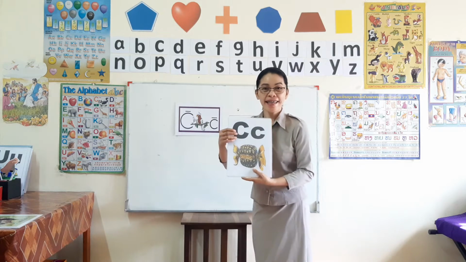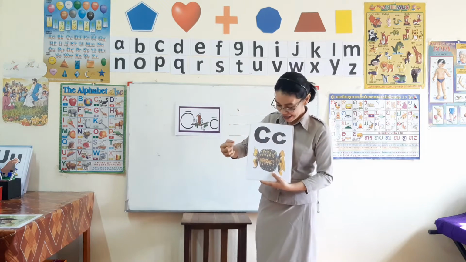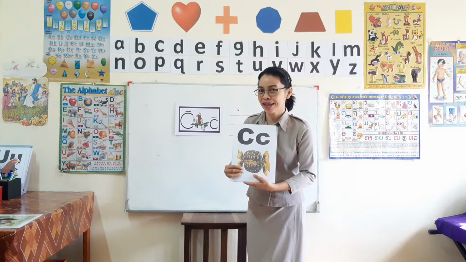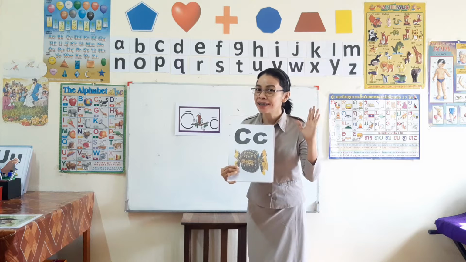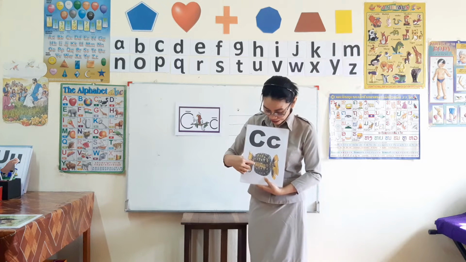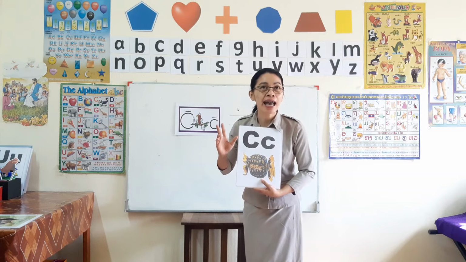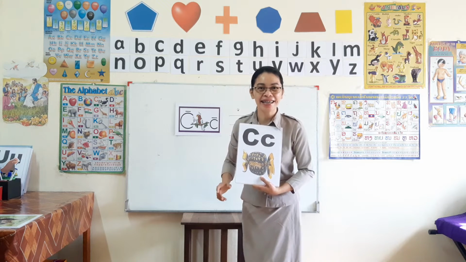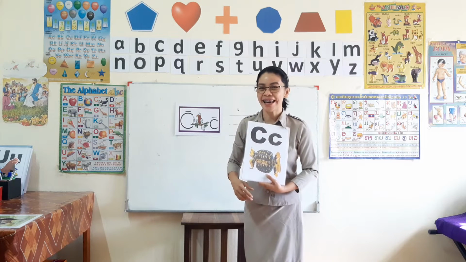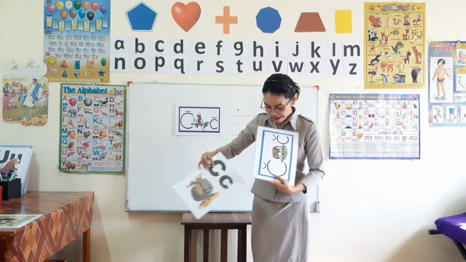Again, children, this is the letter C, and the sound is k, k, k. Can you say it with me? K, k, k. Okay, that's the sound of letter C. This is a candy. Do you hear the sound k at the beginning? Yes. Okay, so that is k, k, candy.